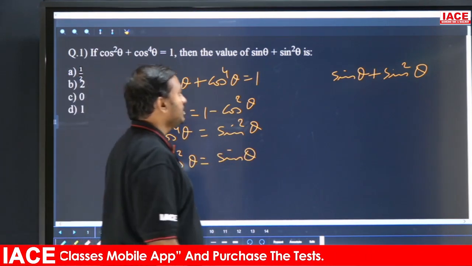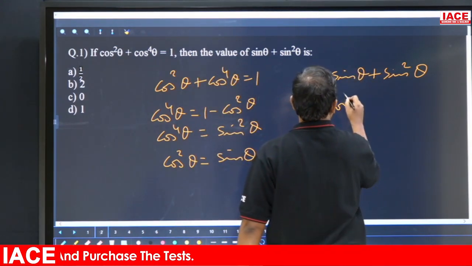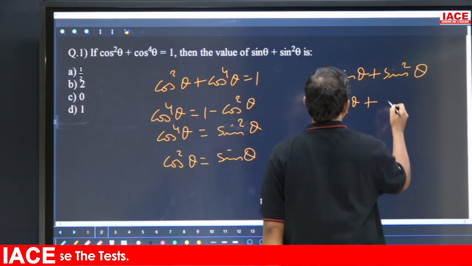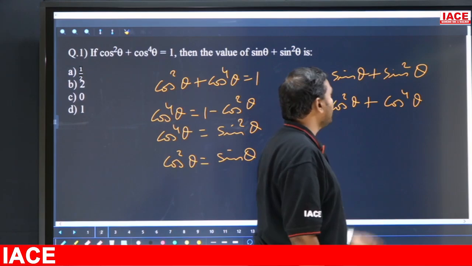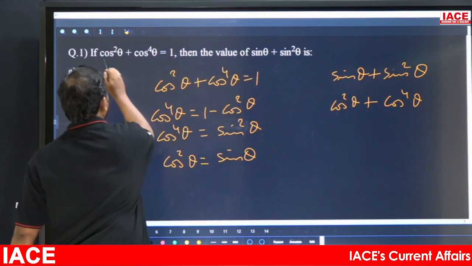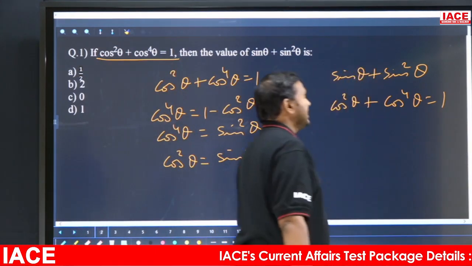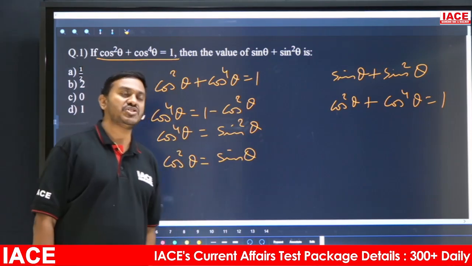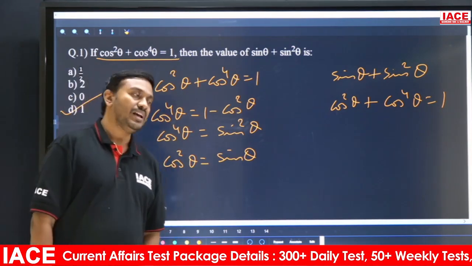Now, what is sin theta? In place of sin theta, substitute cos square theta. And in sin square theta, we have to substitute cos power 4 theta, right? So sin theta plus sin square theta, we can write it as cos square theta plus cos power 4 theta. But already we know that value is 1. So sin theta plus sin square theta value is how much? 1. So option D is the right answer.